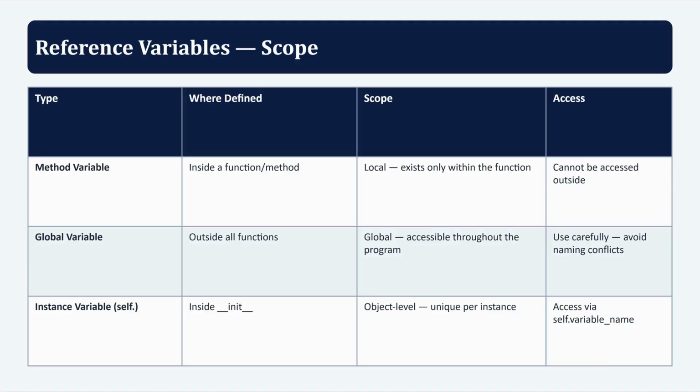Instance variable. So this is those initialized variables that we were talking about, the attributes, and these are per object, and you access them via this function where it depends on the variable name.